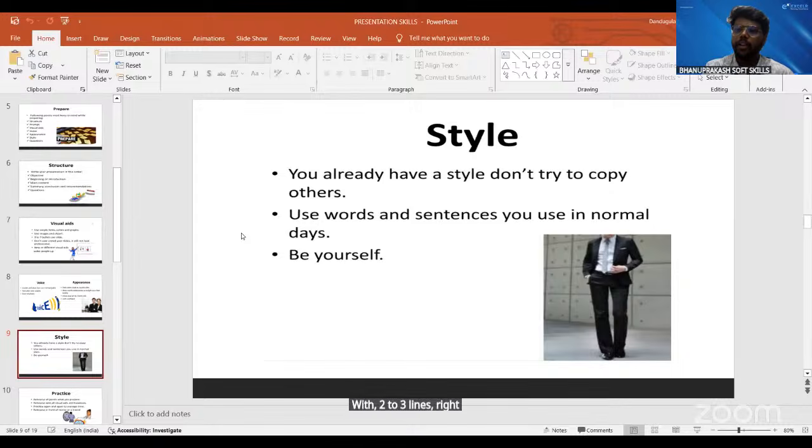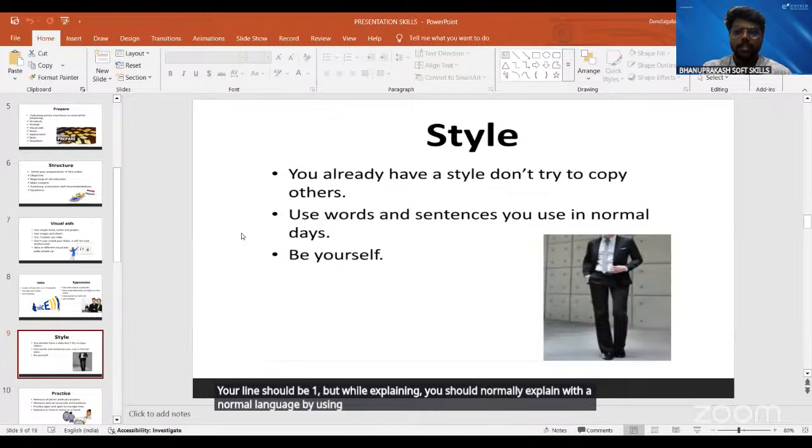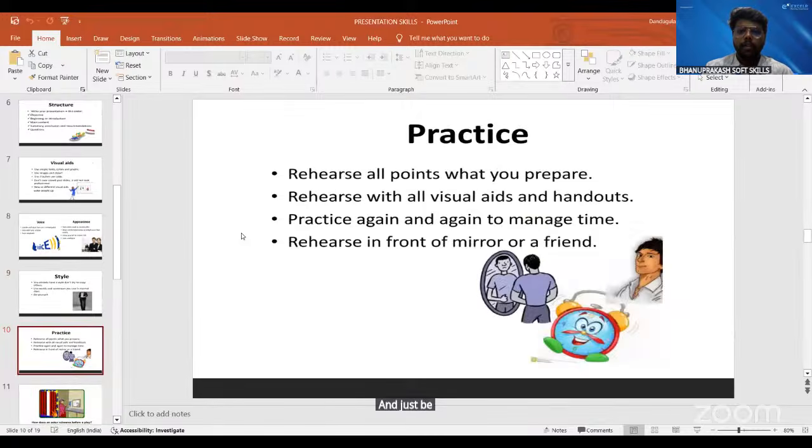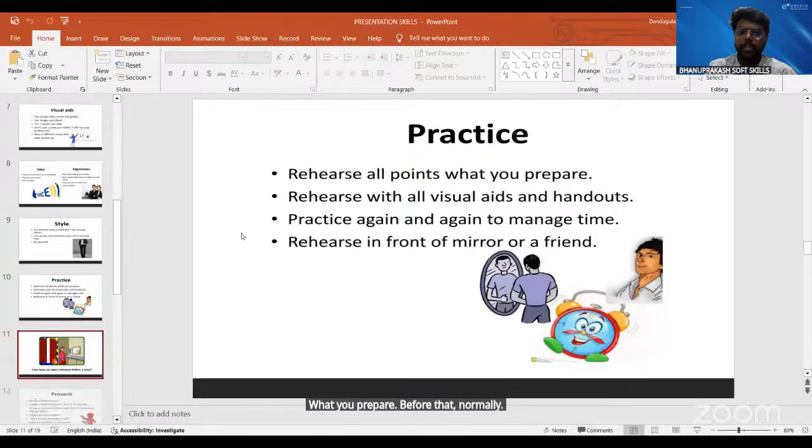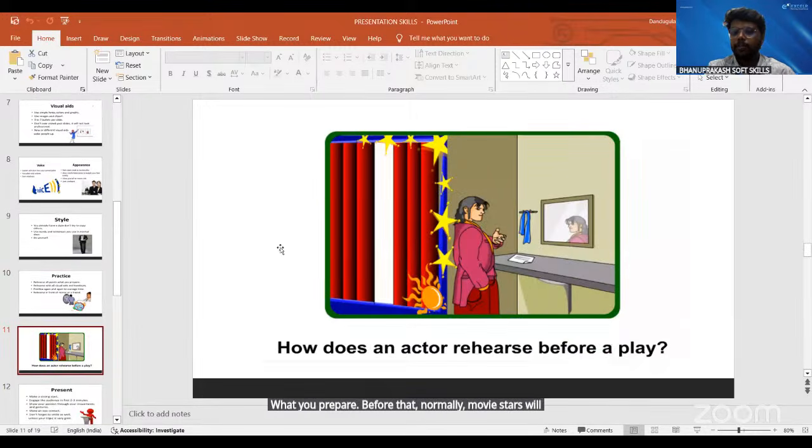In the same way, your line should be one, but while explaining, you should normally explain in normal language, using a lot of examples or something like that. And just be yourself and practice. As you all know, practice makes a man perfect. So rehearse all the points you prepare. Before that, normally movie stars and actors rehearse before a play.